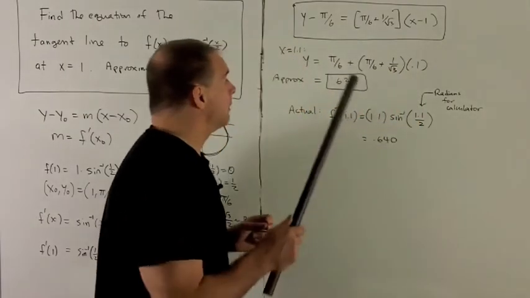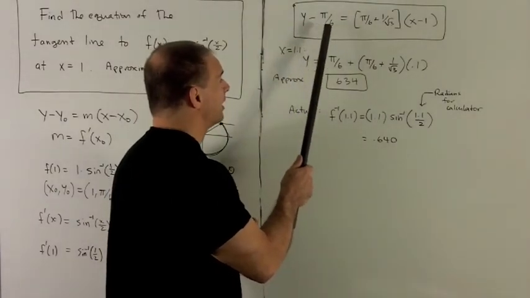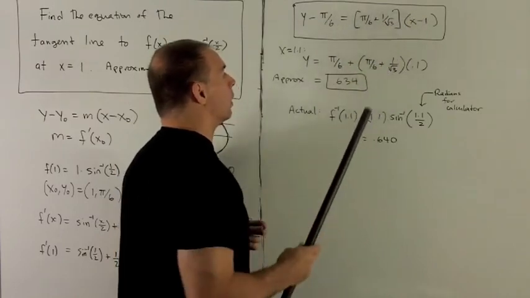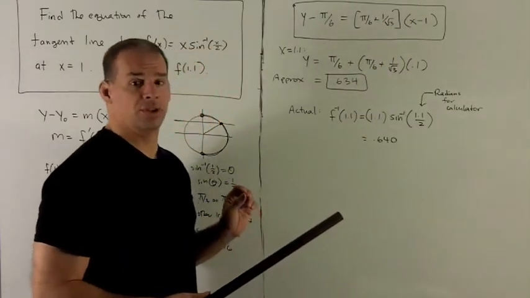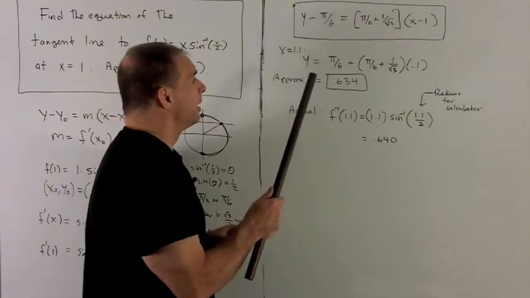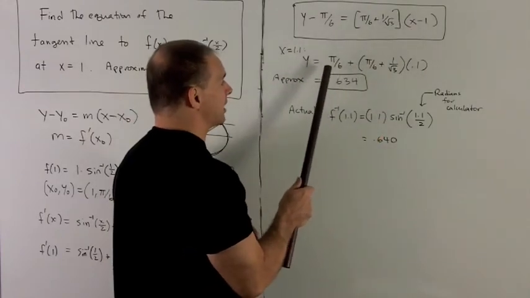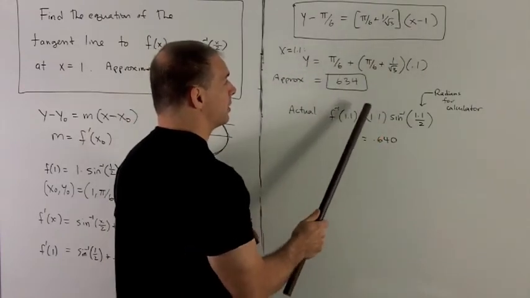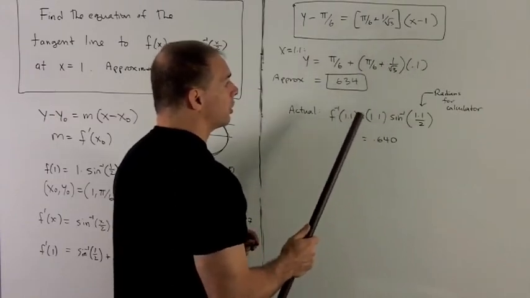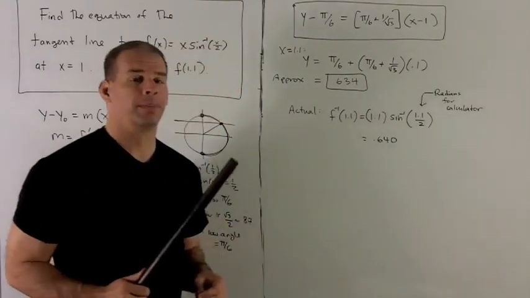We go to the tangent line. So the equation says y minus pi 6 equals pi 6 plus 1 over radical 3, times x minus 1. So that's the tangent line. But when I approximate at 1.1, I just stick 1.1 in for x. That gives me, pushing the pi 6 to the other side, pi 6 plus pi 6 plus 1 over radical 3 times 0.1. Going to my calculator, that's going to give me 0.634.